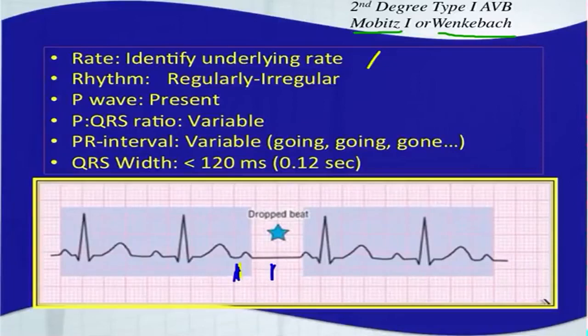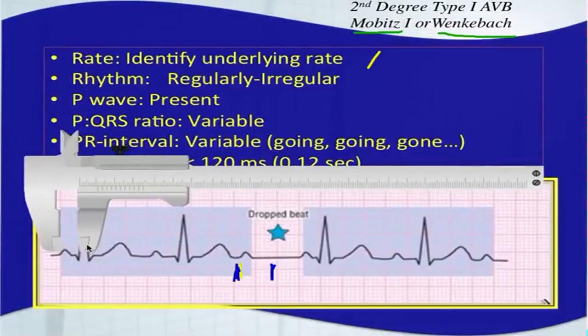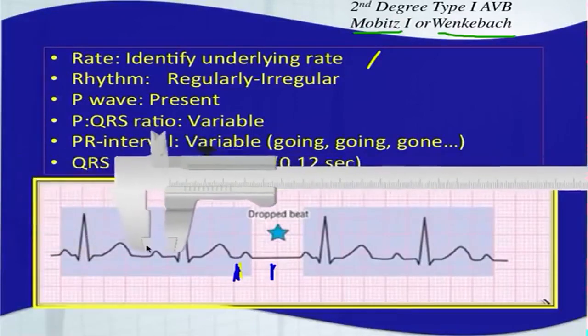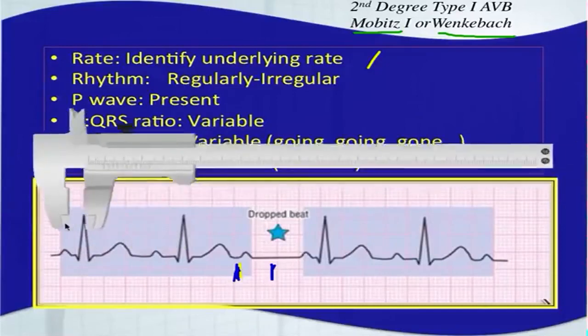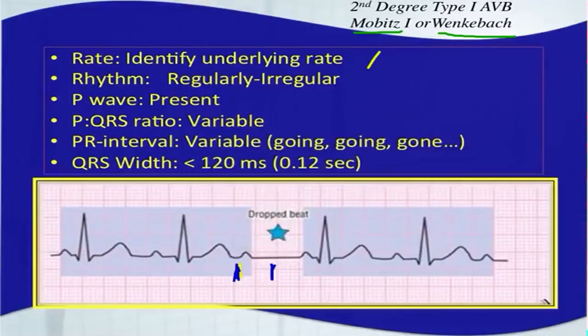Okay, and then the pattern that makes this a second degree type 1 is what we call going, going, gone. And what I want you to recognize is that the PR interval gets longer from one beat to the next. Look how much longer that PR interval got. So we went going, going, gone. No QRS complex here. All right, and this could be going, going, going, gone. It could be over 3 or 4 beats before you have a dropped beat, but that's typically the pattern and the way that we would remember it. The QRS width should be narrow, should be less than 3 small boxes wide.